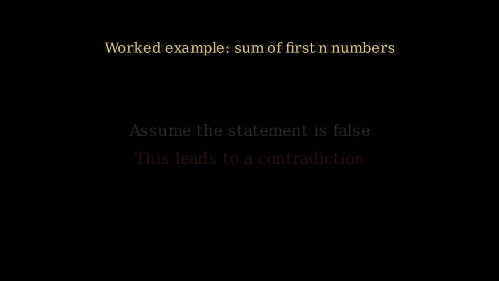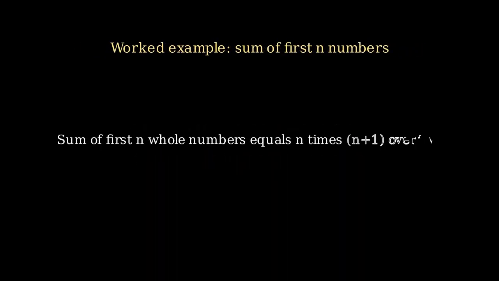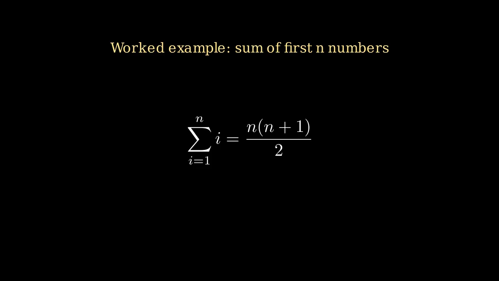Now let us work through a full-worked example of proof by induction. We want to prove that the sum of the first n whole numbers equals n times the quantity n plus 1 divided by 2. In symbols, this is written as sum from i equals 1 to n of i equals n times open bracket n plus 1 close bracket divided by 2.